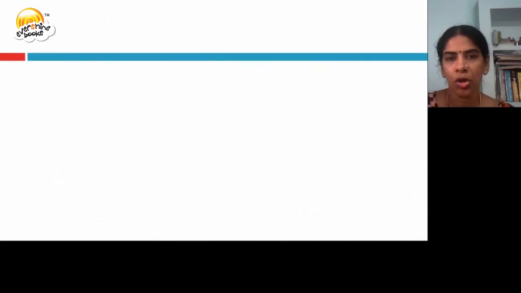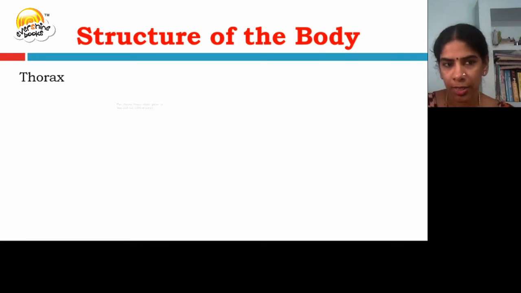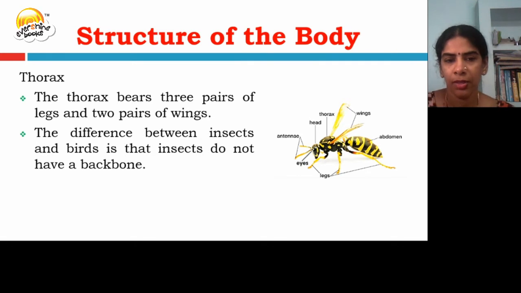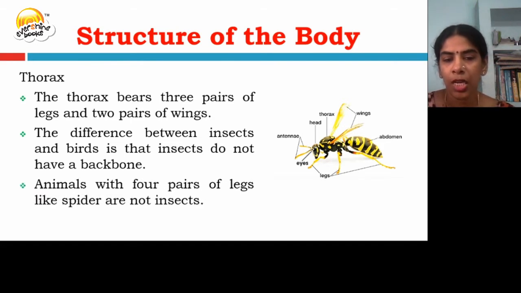The second part of the body of the insect is the thorax. It bears three pairs. Now concentrate on the figure for the thorax alone. The figure shows that the thorax has two pairs of wings and three pairs of legs. The difference between insects and birds is that insects do not have a backbone. Animals with four pairs of legs, like spiders, are not insects.